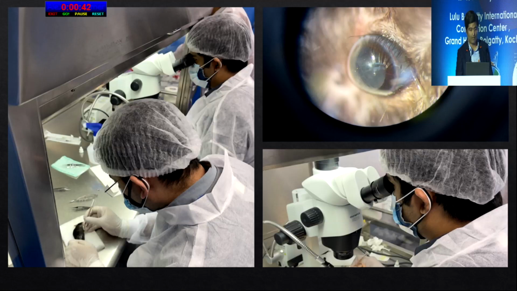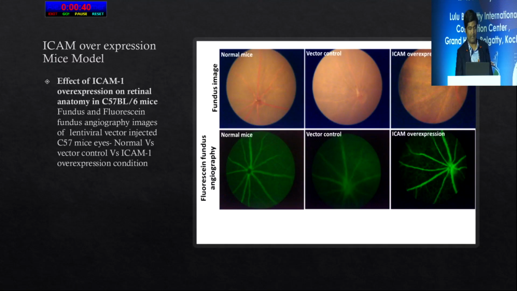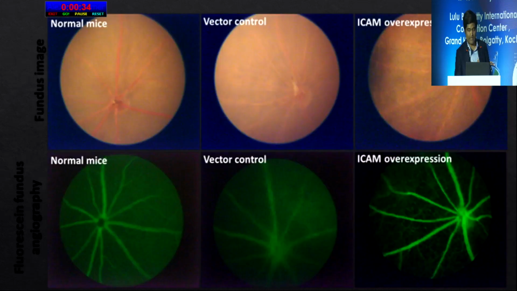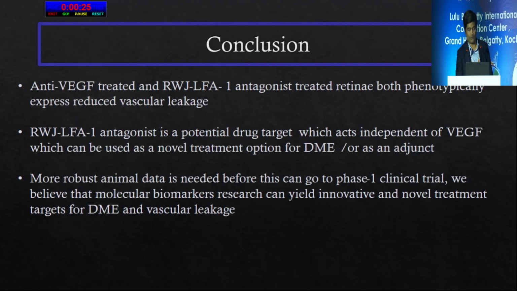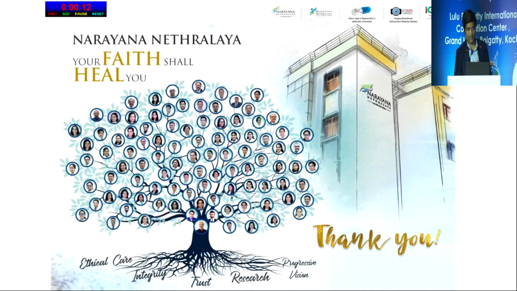Based on this, we did an ICAM overexpression in the second experiment. This time we took mice because rats develop cataract, and mice don't. You can see that when we did an ICAM overexpression, there was microaneurysm formation, which is very similar to what happens in DR. So ICAM does have a role, and we showed that it can work. Anti-VEGF and ICAM produce similar types of effects. LFA1 can be a definitive target which can help in treating DME, and more robust animal data is required before going to the next stage of the trial. Thank you very much.